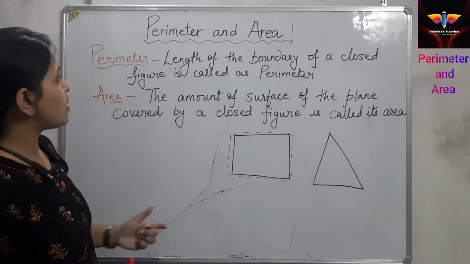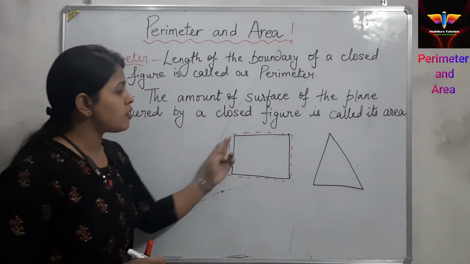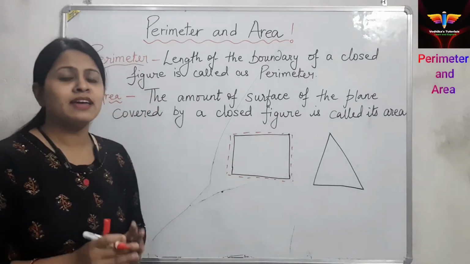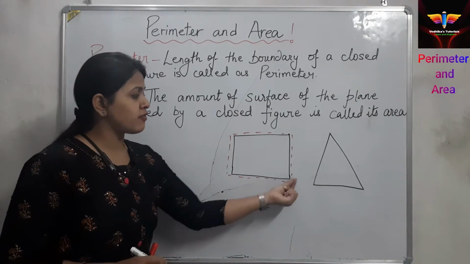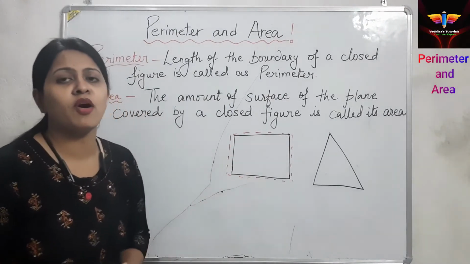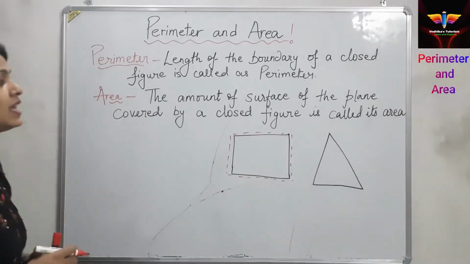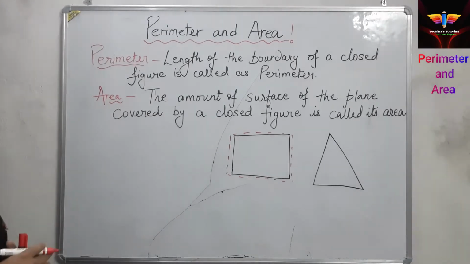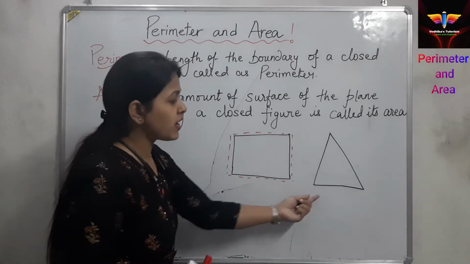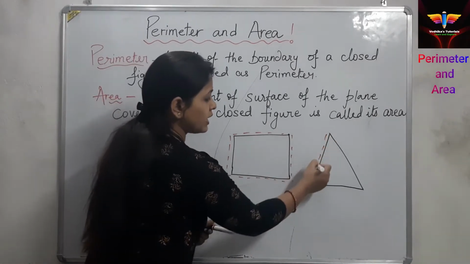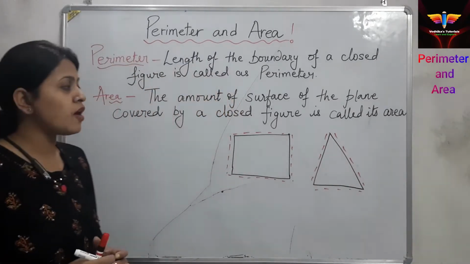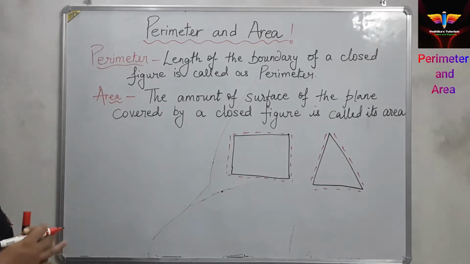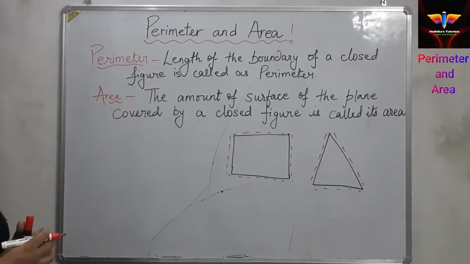Now the length of the boundary of a closed figure, so the sum of all the lengths is called the perimeter. Here you can see that there are four sides. So the sum of the lengths of all four sides is its perimeter. Now in this figure there are only three sides. So the sum of the lengths of the three sides is called its perimeter.